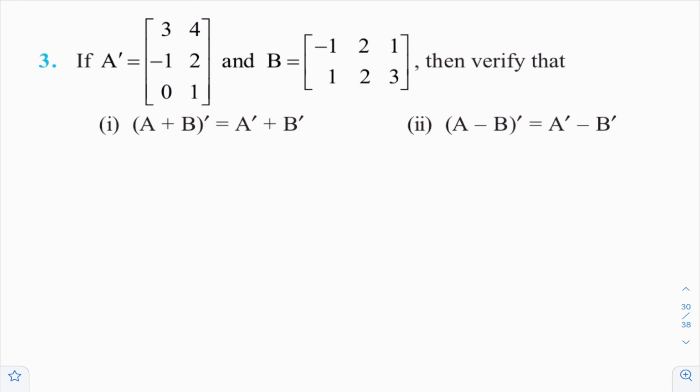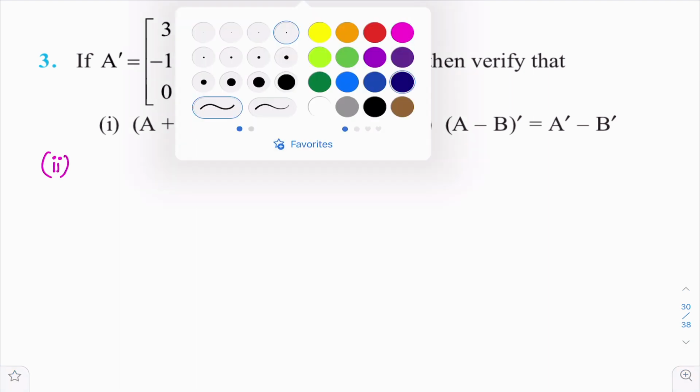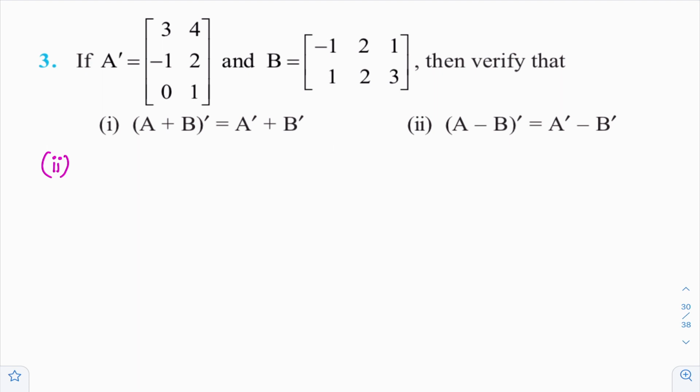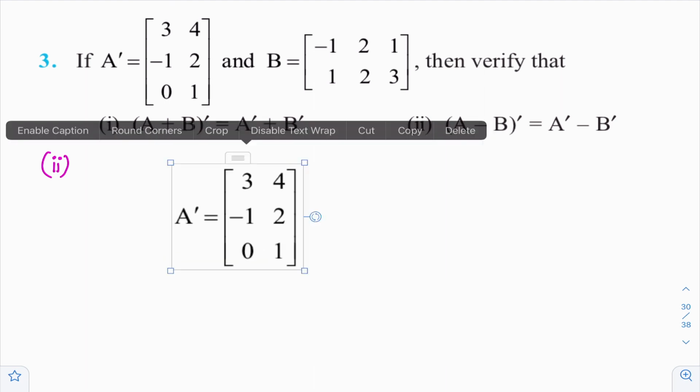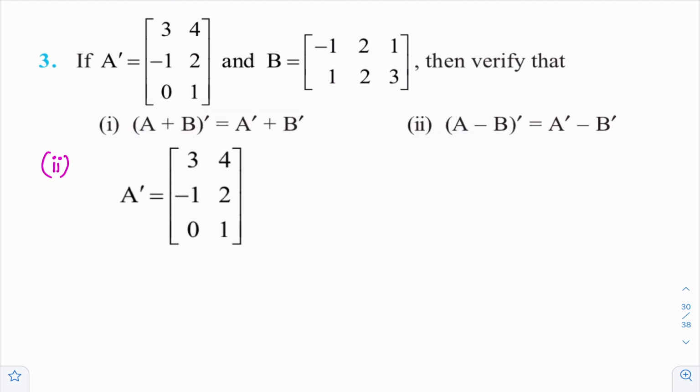Okay. So third question, second bit. First, I'll take the given matrices. Observe here: in this question, they're given A dash. In the third question, they've given A dash. That is different. This is a different one.